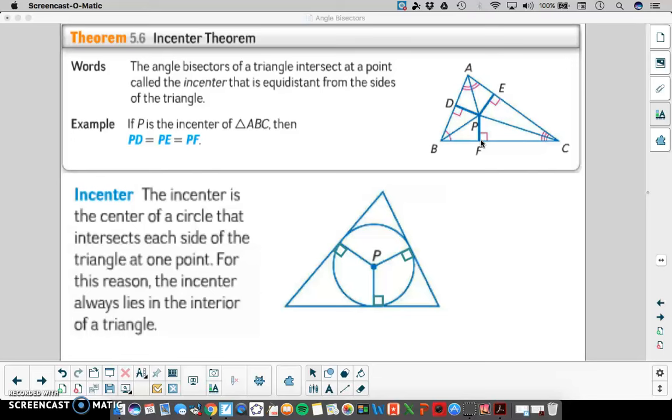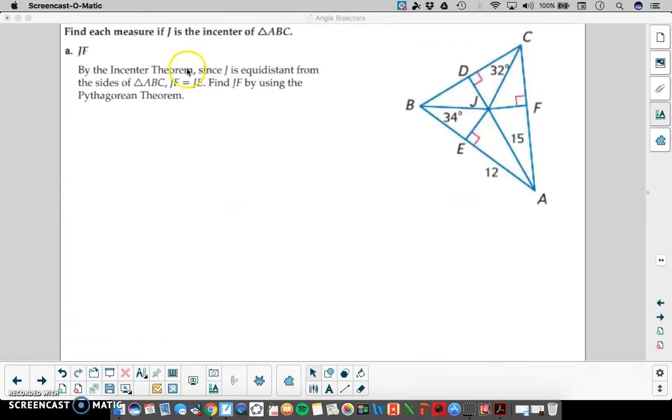Now, because that is going to be the same perpendicular distance to each side, we could actually draw a circle using the points that intersect the sides from the in-center. We draw that circle, and notice that circle is inside the triangle. So what we've done is we've actually inscribed a circle inside of a triangle. What we're going to do next is actually use the in-center theorem to find measurements.